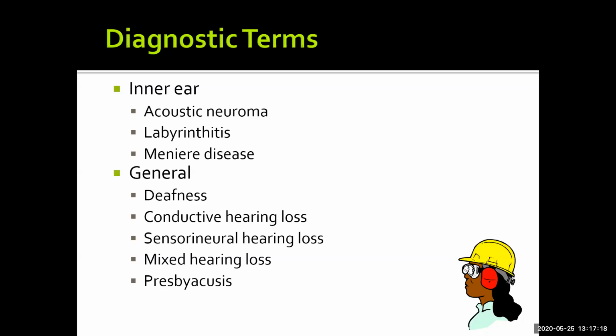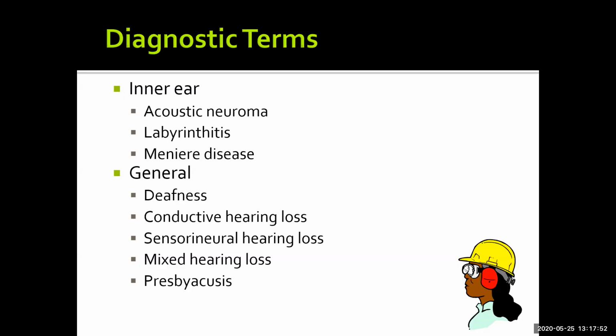Labyrinthitis is inflammation of the internal ear, the labyrinth, usually also accompanied with vertigo and a loss of hearing or deafness. Meniere's disease is a disorder of the inner ear resulting from excessive buildup of endolymph, causing episodes of vertigo, tinnitus, nausea, vomiting, and hearing loss. It could be one or both ears, and then the attacks kind of are variant between people as far as the frequency and intensity, so it's different for everybody.